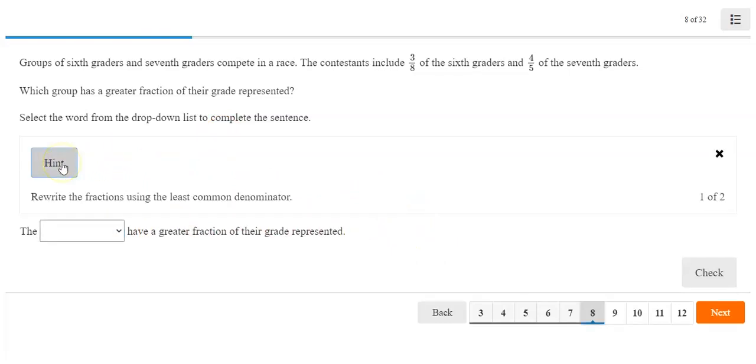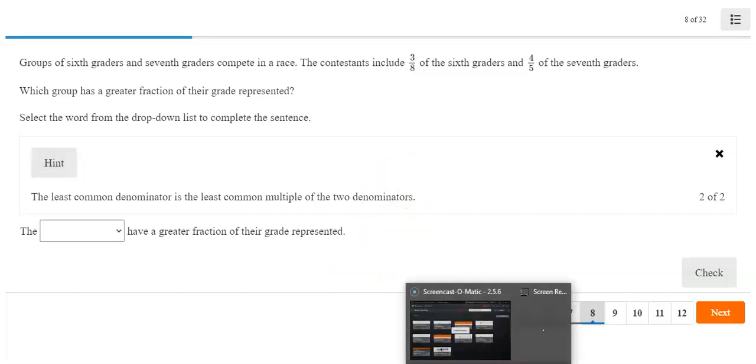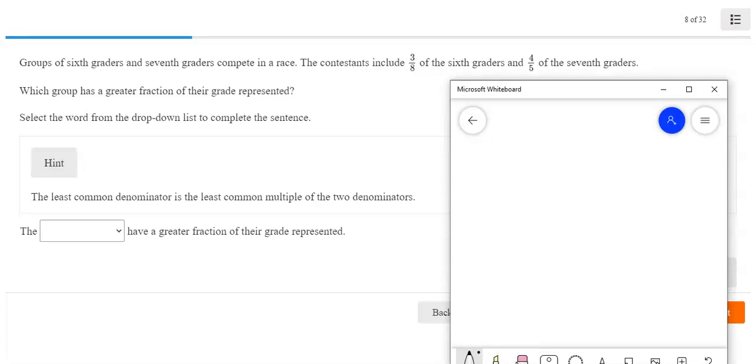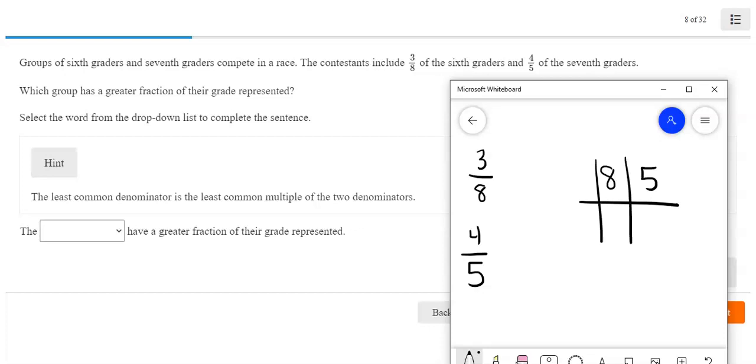Let's look at our hint. Rewrite the fractions using the least common denominator. The least common denominator is the least common multiple of the two denominators. So I have 3/8 and 4/5. My denominators are 8 and 5. Nothing can go into 8 and 5, so I'm going to multiply them together. And I'm going to get 40.